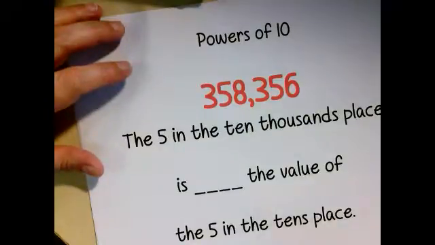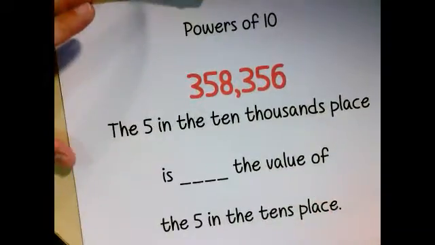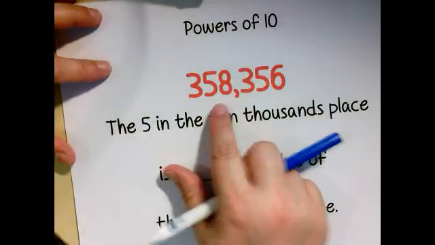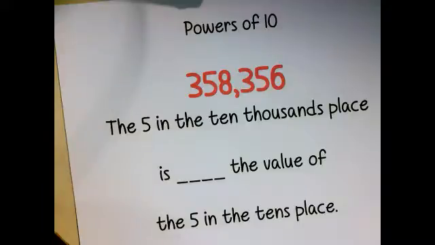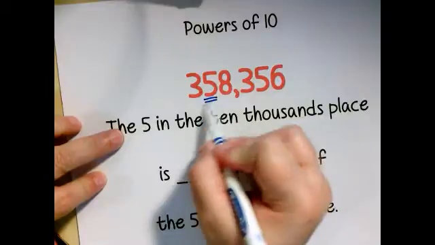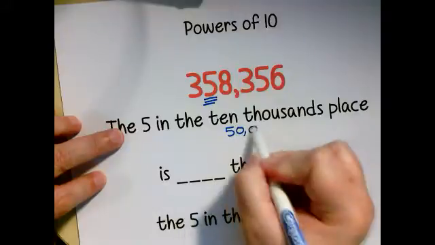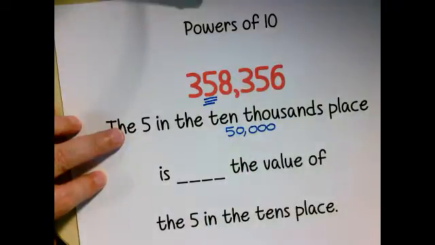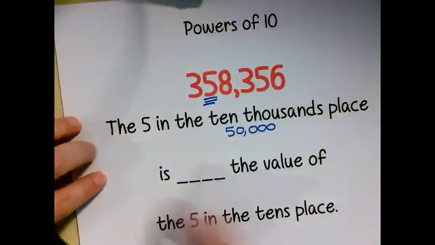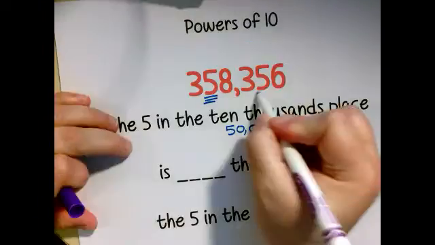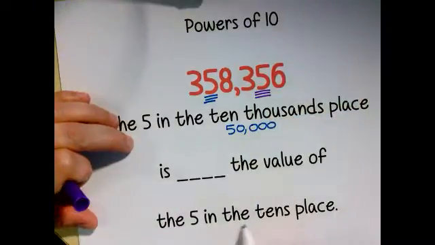All right, so let's take a look at this one here. This is where we're comparing place values. So starting off here, I have the number 358,356. And it says the 5 in the 10,000s place. Well, let me find that first. That's right there. And I know if there's a 5 in the 10,000s place, the value is going to be 50,000. And then it says, is blank the value of the 5 in the tens place? Well, here's the 5 in the tens place, and I know the value of that is going to be 50.